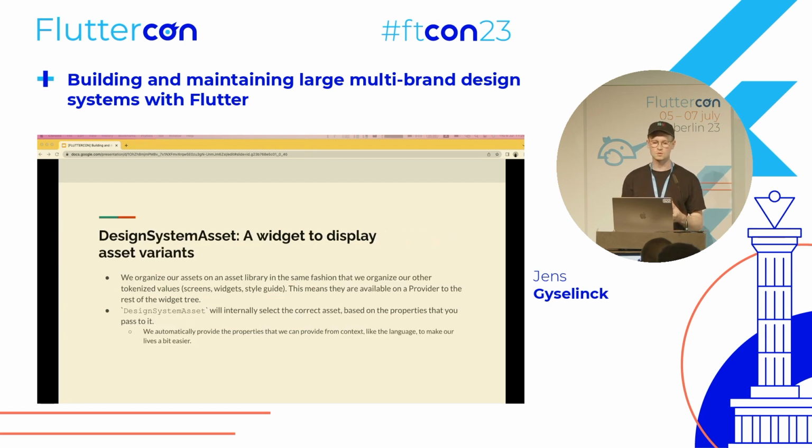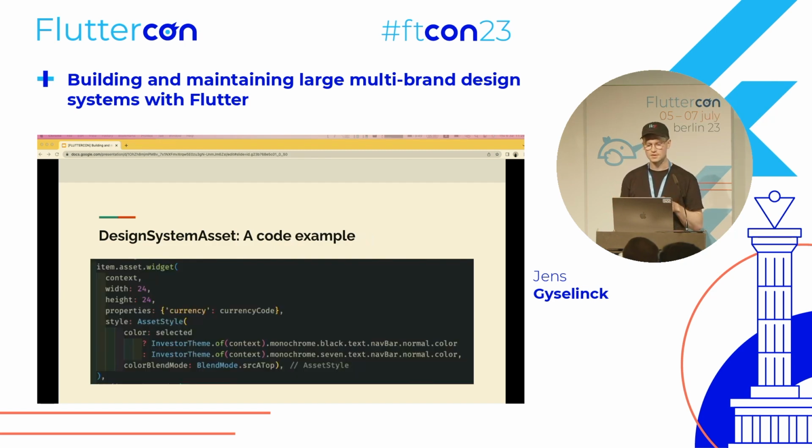And to facilitate this, we use something we call a design system asset. And a design system asset will internally select the correct asset from the variants list based on the properties that you pass to it. In code, that looks something like this.